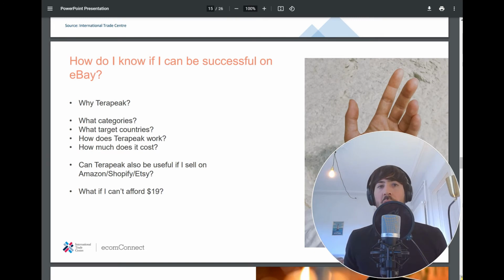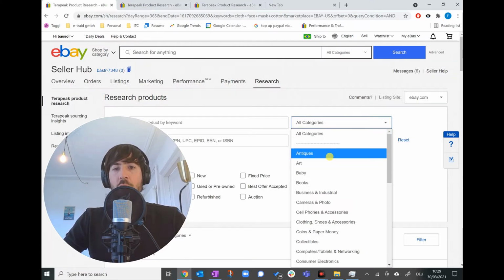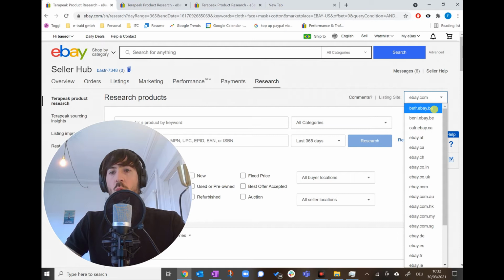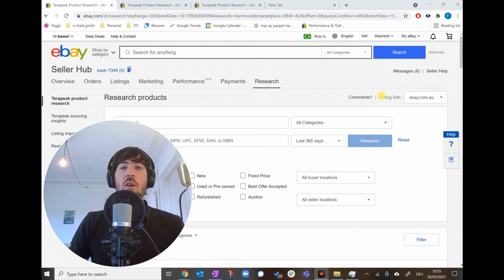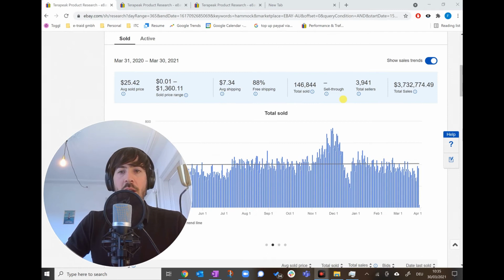So what categories does Terapeak cover? Essentially, Terapeak covers all the main categories on eBay. And what are the main target markets? So where do our buyers sit? There are 21 target markets to choose from in theory. If we take our hammock example, it would be interesting to see what the demand is, for example, on eBay Australia. So if I search for that, I can find out that the opportunity is roughly $4 million, so it's smaller than the US market.